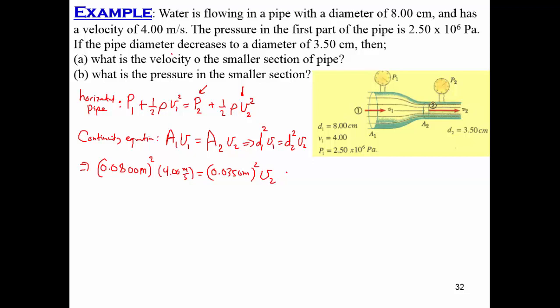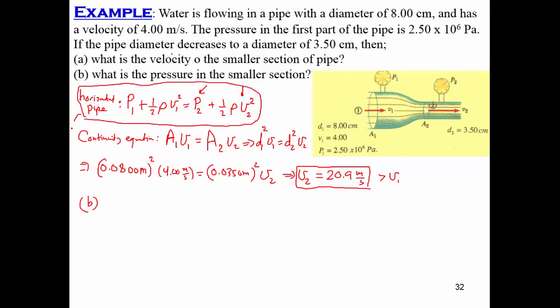And now we solve for V2, and if you solve for V2, this will give you 20.9 meter per second. So this is the speed of the fluid in the second region of the pipe, and we expect V2 to be bigger than V1 since the sectional area has decreased. Now in the second part, we need to find the pressure in the second section of the pipe, in the smaller section of the pipe, and here we'll apply the Bernoulli equation.